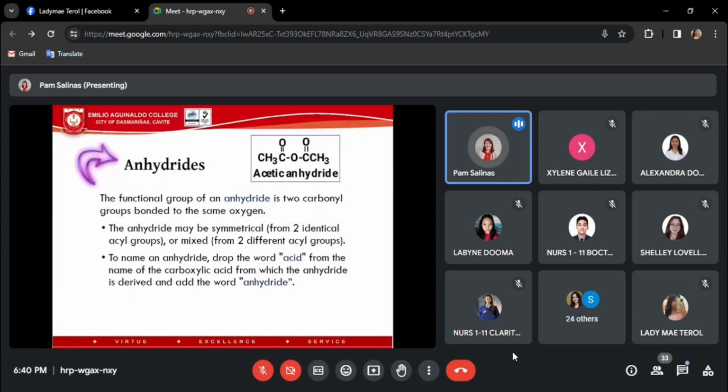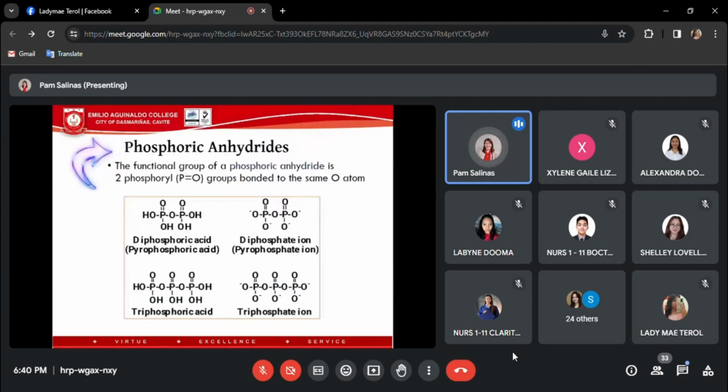You can easily identify the two carbonyl groups which are bonded to the same oxygen. See, the same oxygen, there are two carbons, and both carbons have a double bond O. I hope you can easily identify the anhydrides.